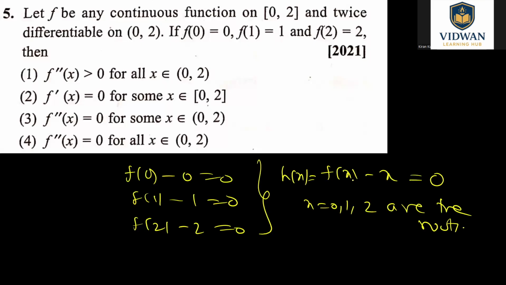Because when you put x as 0, h of 0 is 0. X as 1, h of 1 is 0, h of 2 is 0. From these conditions, you can clearly see that h of 0 is 0, h of 1 is 0, and h of 2 is also 0. So that means this function h of x equal to 0 has 3 roots, 0, 1, and 2. From here, you try to do the problem.